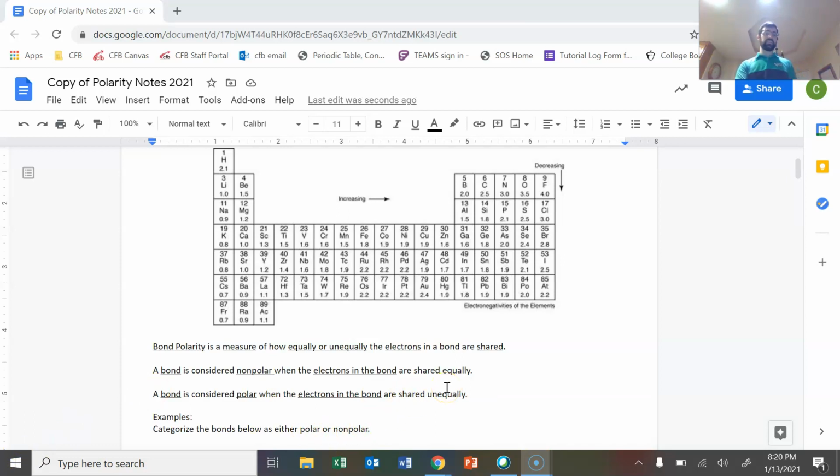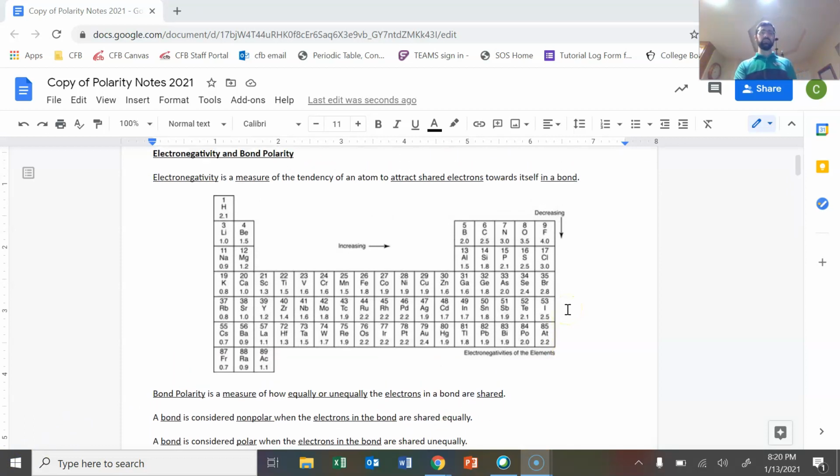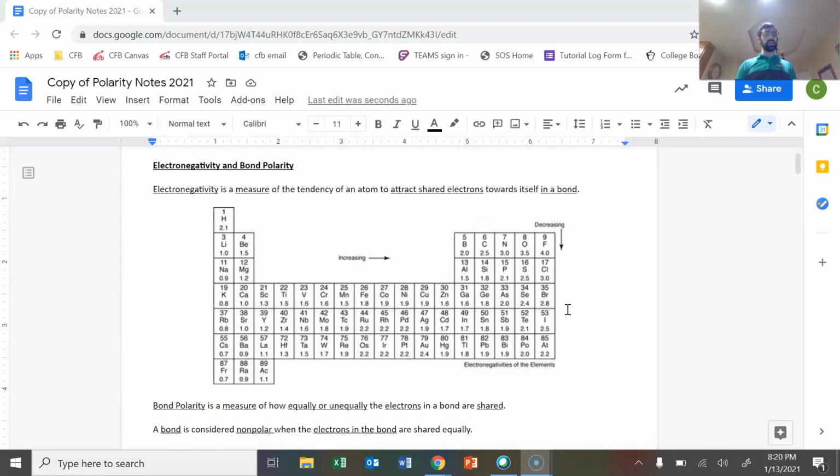The way that we decide if they're shared equally or unequally, talking about electronegativity again, remember that's the measure of the tendency of an atom to attract shared electrons towards itself. So if it has a high electronegativity, it's going to attract the electrons to itself more strongly than if it has a low electronegativity.